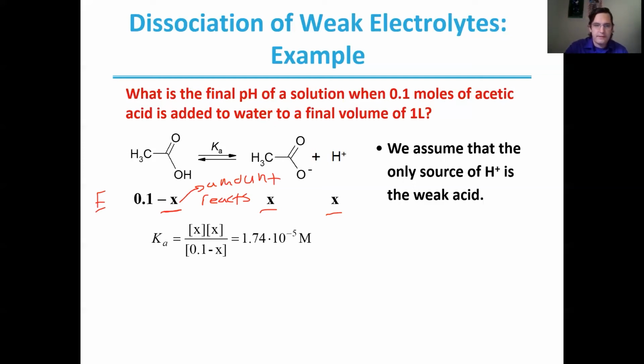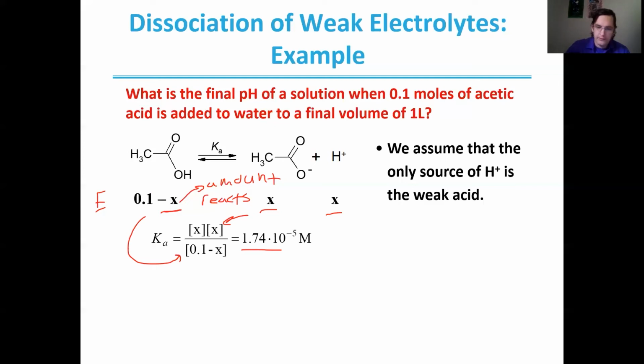So now we can place these into our equilibrium expression. So X are our product concentrations. 0.1 minus X is our reactant concentrations. So we can set up our equilibrium expression. And of course, we know our equilibrium constant in this case. I gave that to you on the previous slide. And we can then solve for X to calculate exactly how much H plus ions are produced.